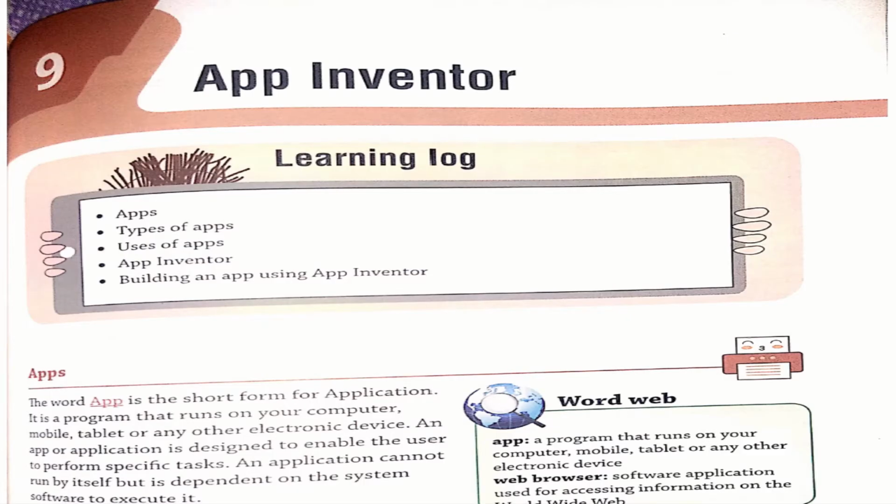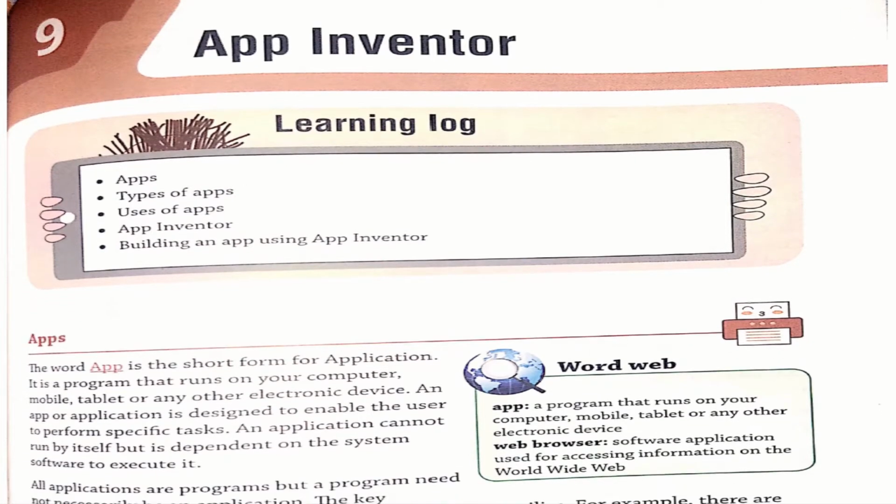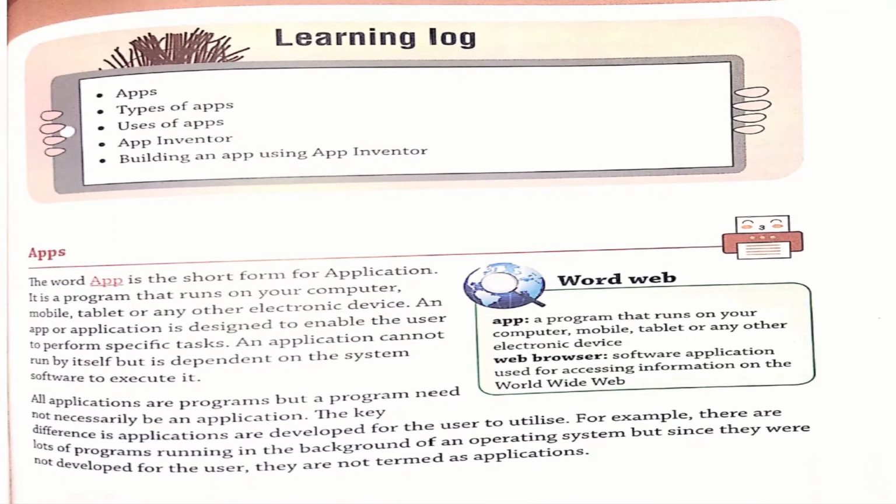So students, in this chapter we will cover topics like apps, what are the types of apps, uses of apps, App Inventor, building an app using App Inventor. Before starting, I would like to explain what an app is. App is an application. App is the short form for application.